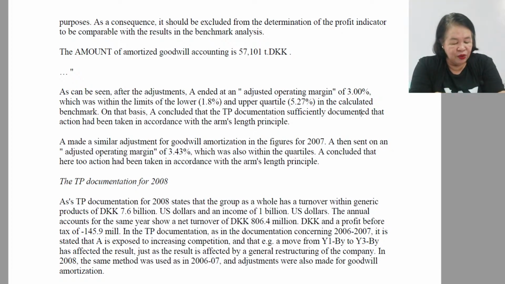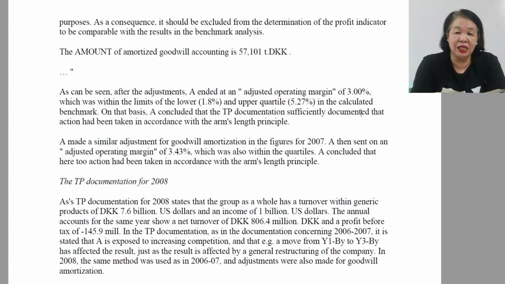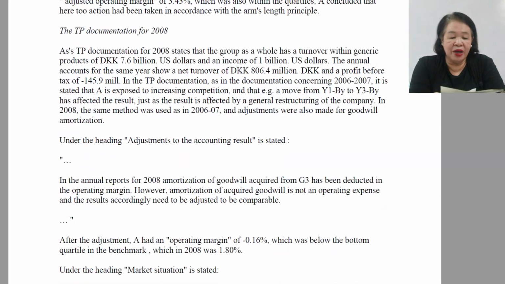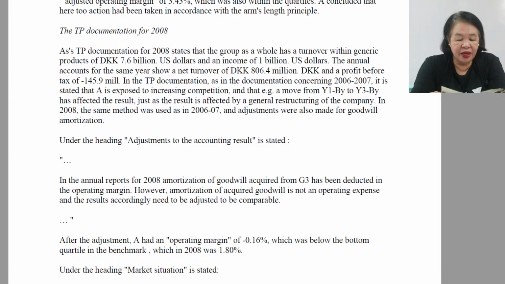The transfer pricing documentation for 2008, ito na. Saan nanggagaling yung transfer pricing documentation? Of course, manggagaling yan sa taxpayer, no? At sinong gumagawa niyan? The transfer pricing analyst. As transfer pricing documentation for 2008 states that the group as a whole has a turnover with generic product of Danish krone 7.6 billion. No, yan na yung income niya. US dollars and an income of 1 billion US dollars.